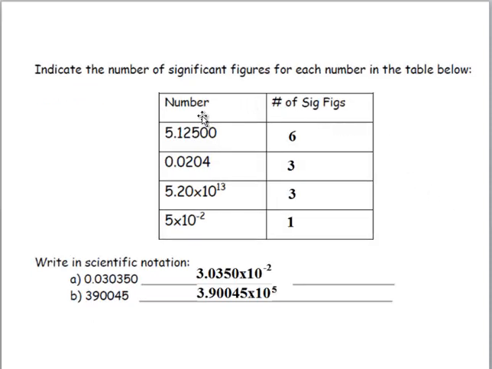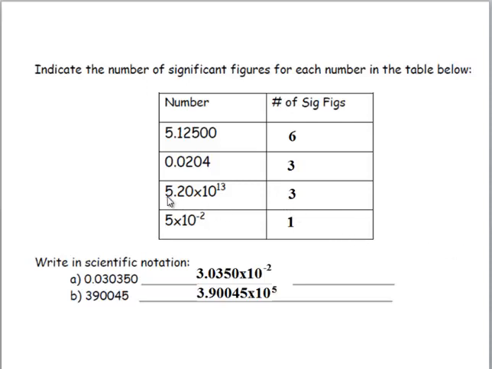All right, here are solutions. This number, 5.12500, has 6 significant figures. 5 before the decimal point, so all these numbers after are significant. The number 0.0204 has 3 significant figures. The 2, the 0, and the 4 are the significant digits.